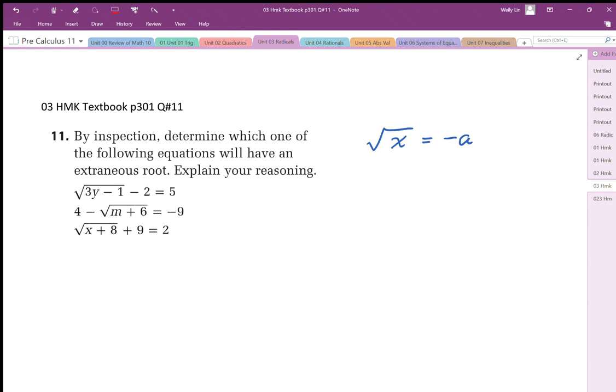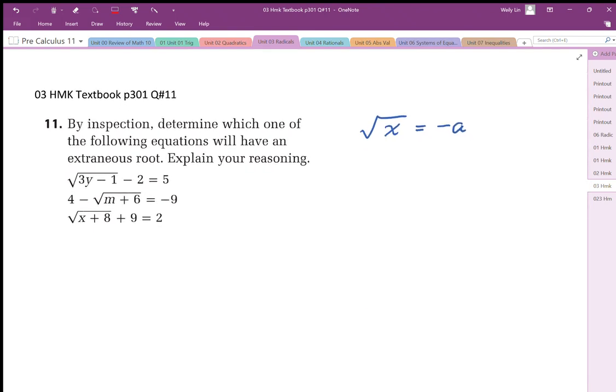Number 11 says, by inspection, determine which one of the following equations will have an extraneous root and explain your reasoning. So the basic principle we're going to use is the fact that the square root cannot equal a negative number. Okay, so the principal square root is always defined as a positive value. So this is not possible.